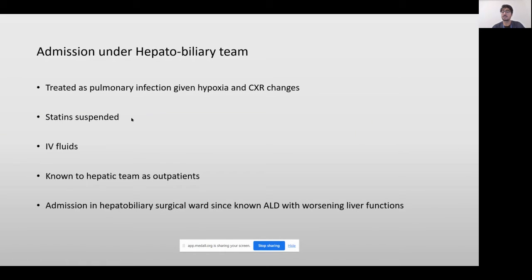The patient was known to the hepatic team already because this guy was having alcoholic liver disease. He was admitted to a hepatobiliary surgical ward since he was known to have ALD and he was having worsening liver functions.